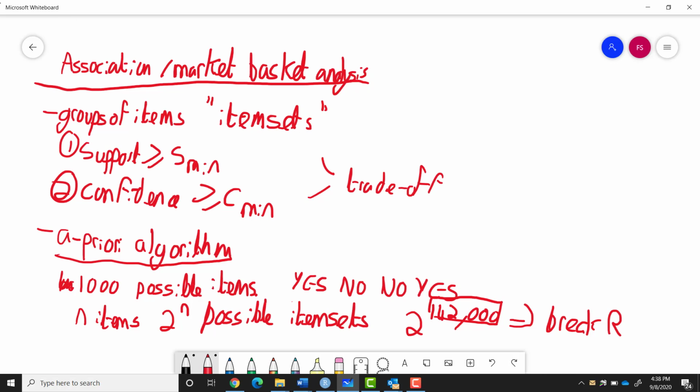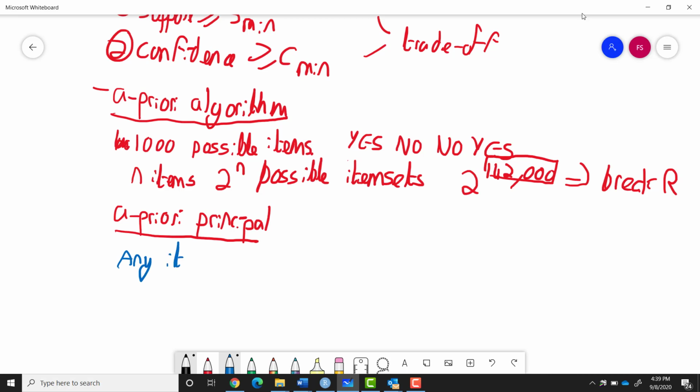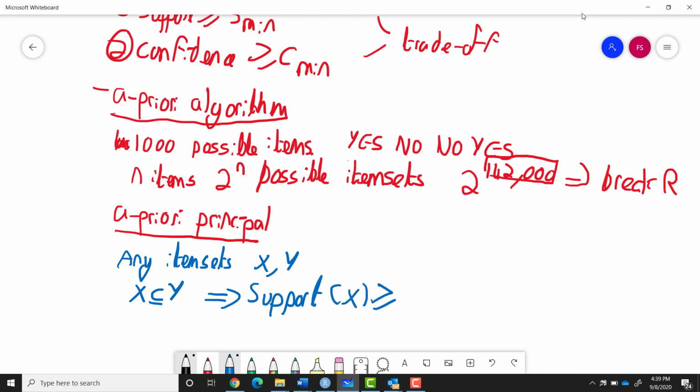So what the algorithm does is it basically removes a lot of item sets that are not possible. And to do this, it uses the a priori principle. Let's get a different color. That basically just says that for any item subsets, if X is a subset of Y, then this implies that the support for X is greater than or equal to the support for Y.